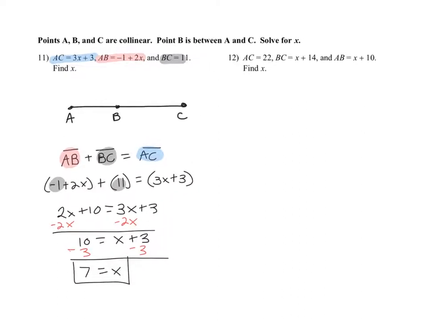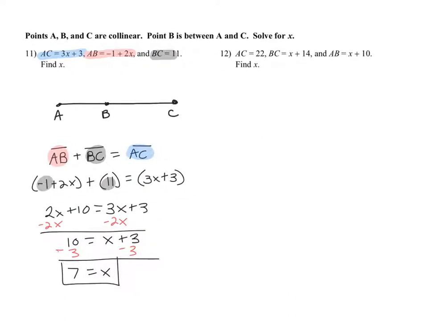So at this point, go ahead and pause the video and see if you can try number 12. Again, I would like you to always start by making a statement or an equation with the names of your segments. So we know again that this is the angle addition postulate. So do your substitution and solve.